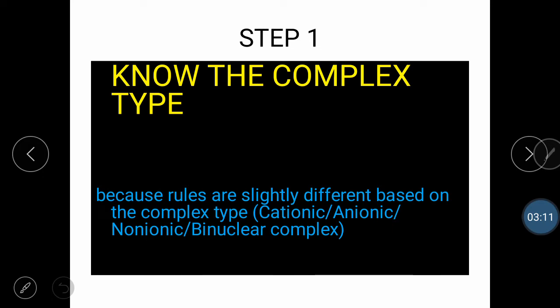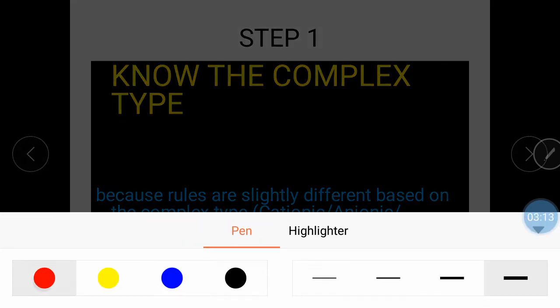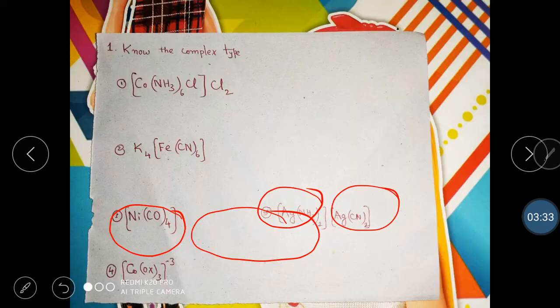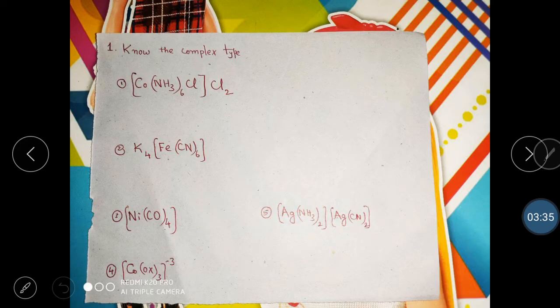Step 1: know the complex type. A complex can generally be a cationic complex, an anionic complex, a non-ionic complex, or a binuclear complex. What is the meaning of that? Let's see the next slide, you'll understand better. There are 5 examples. We must understand which type of complex each one is. I'll do this one first.